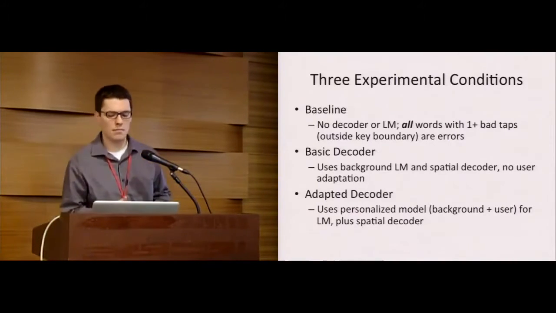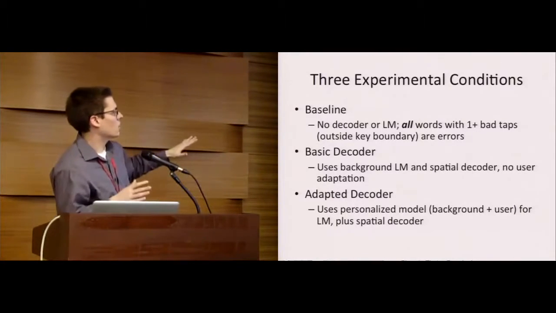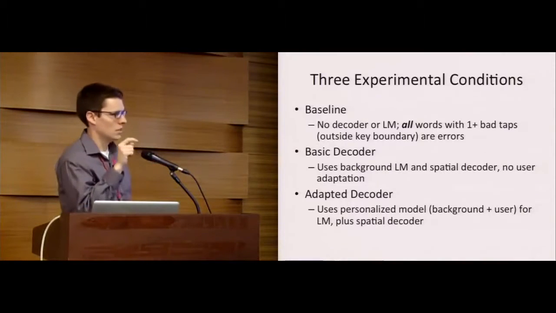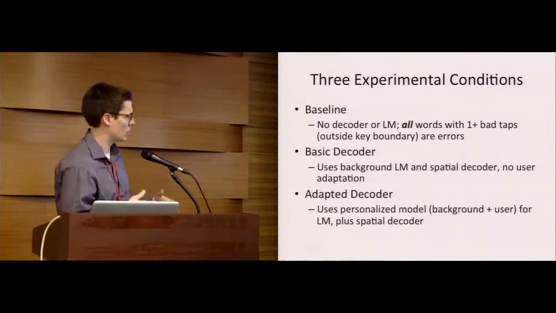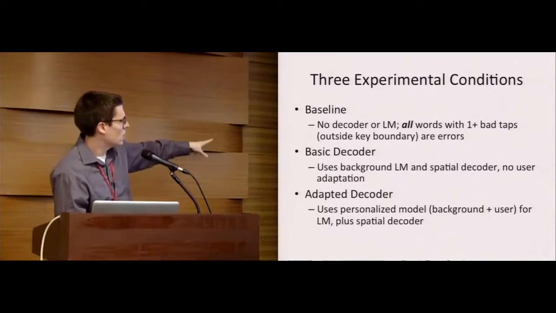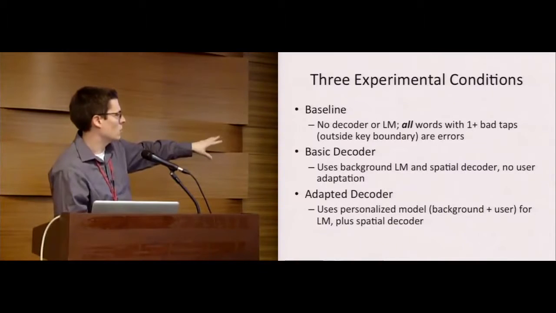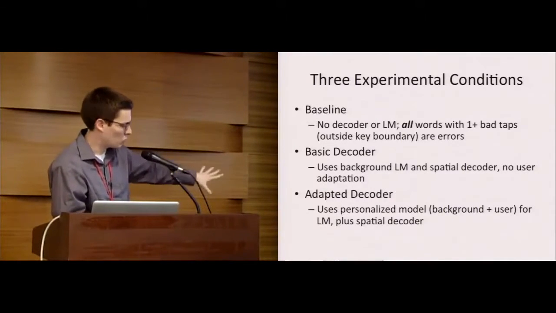So we had three main experiments that we did. One was no decoder at all, so every tap has to land inside the key. So this is what would happen if you didn't have a language model or a spatial model on your phone. And then there's the basic one that just uses the background model and the spatial decoder. It doesn't try to adapt to the user. And then there's the adapted one where you have a personalized model.